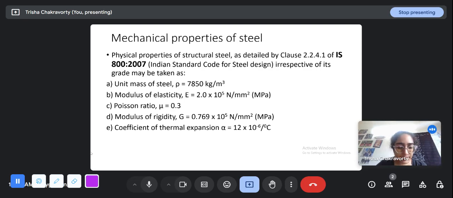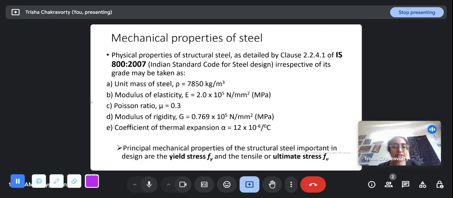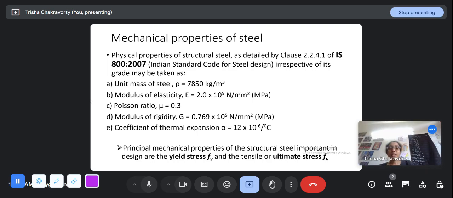And the coefficient of thermal expansion alpha is 12 into 10 to the power minus 6 per degree centigrade. Now, coefficient of thermal expansion is relevant because this is actually quite a high value. Under extreme conditions like fire, steel sections will expand, and we need to take that into account for design. And the principal mechanical properties of steel that define the grade of steel are the yield stress Fy and the tensile stress Fu.